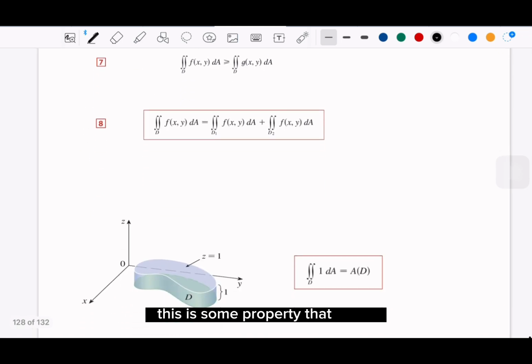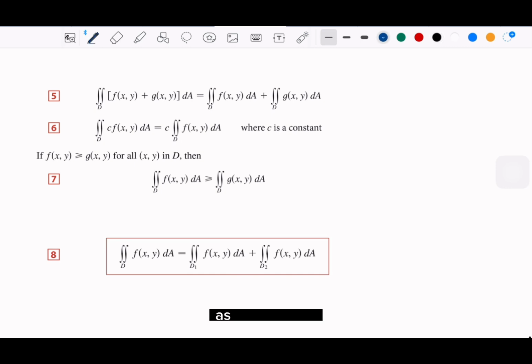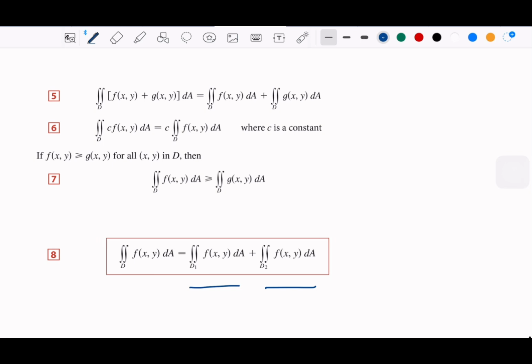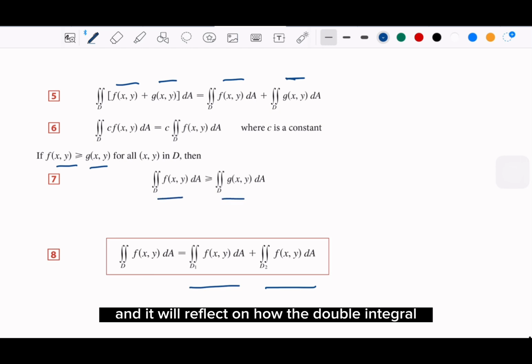This is some property that might be important. As I mentioned, you could separate the integrations depending on the area. You could slice the D, it becomes D1 and D2. And if it's mentioning two functions inside, you can separate it as it is. And of course, if you have a constant, you can take out the constant. I think that will be very obvious. And also for comparison, you can compare the functions, and it will reflect on how the double integrals will be.